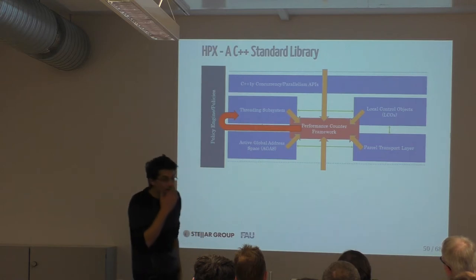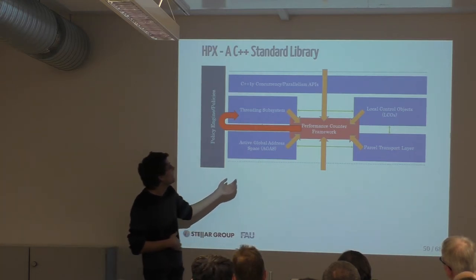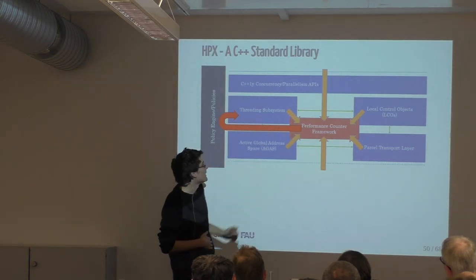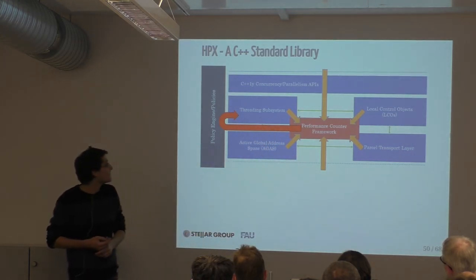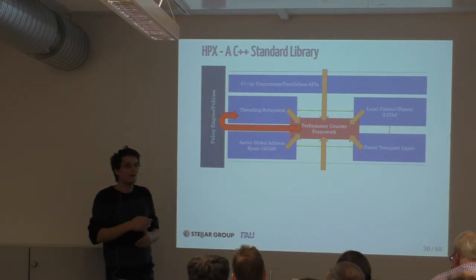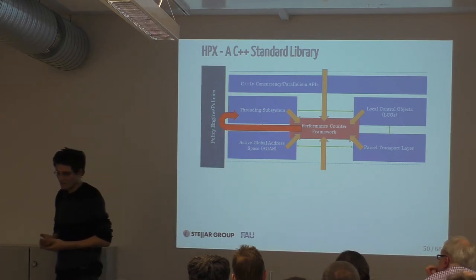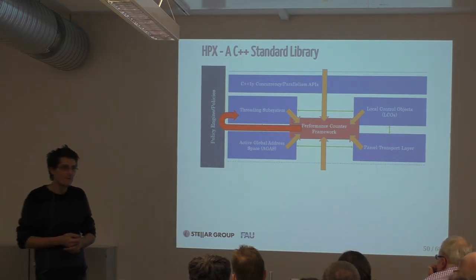And on top of that, we have a performance counter framework, which is able to collect all the various metrics and counters that might happen in the system, which can then be used to dynamically adapt the behavior of the runtime to, for example, avoid too much oversubscription.